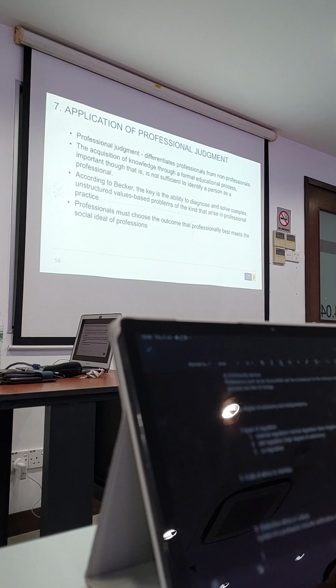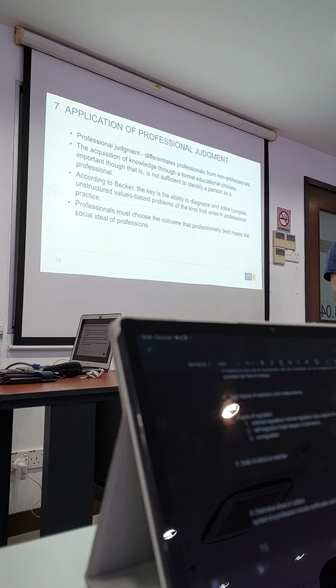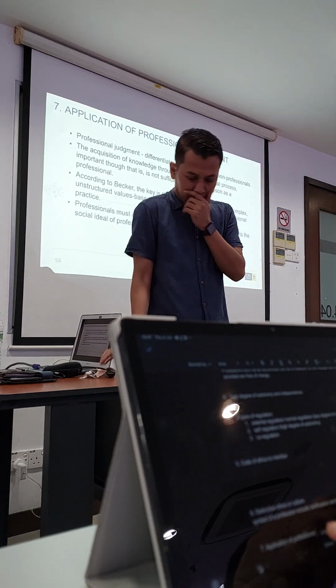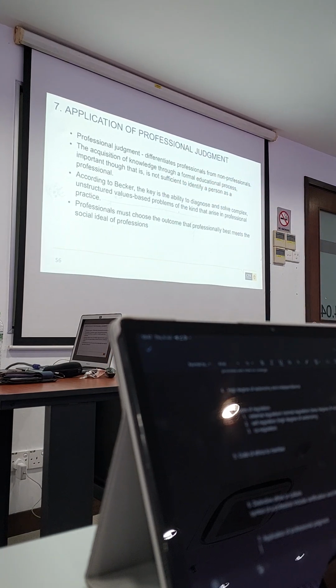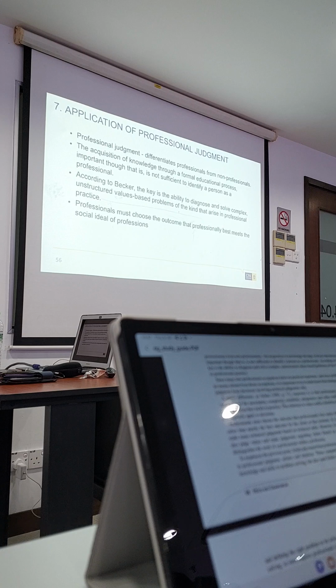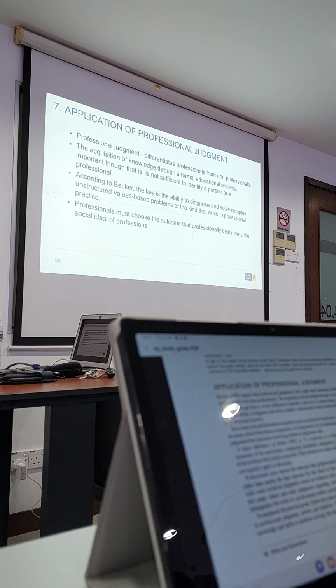Okay, number 7. Application of professional judgment. This one is a grey area for us to say yes or no or in between, but I would accept both. Read first. What does it mean by professional judgment? And you also have to differentiate between a normal judgment and professional judgment.